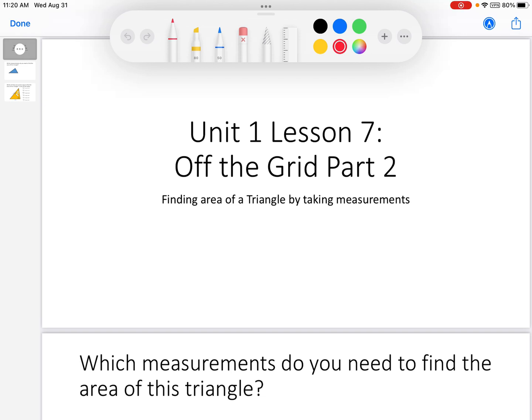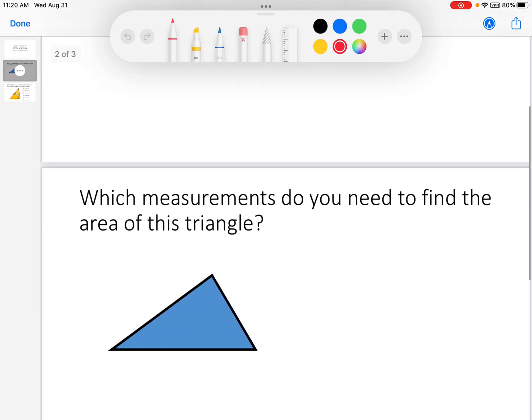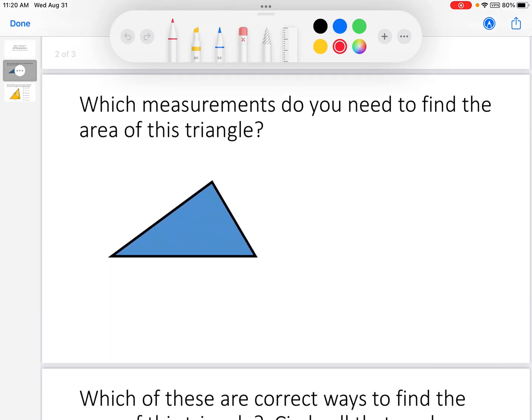The main idea of this is that you have to decide what measurements you need to make in order to find the area of a triangle when that triangle is not drawn on a grid. Remember that the area of a triangle is going to be half of a parallelogram. So I'm just going to take this.